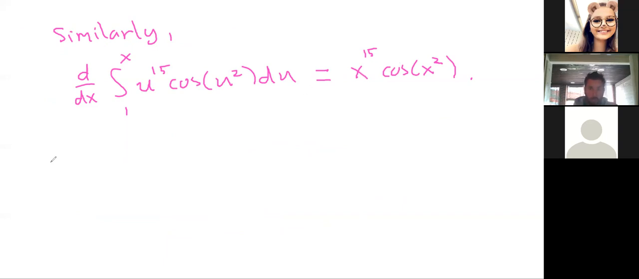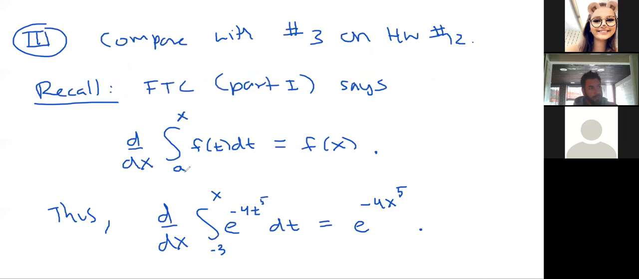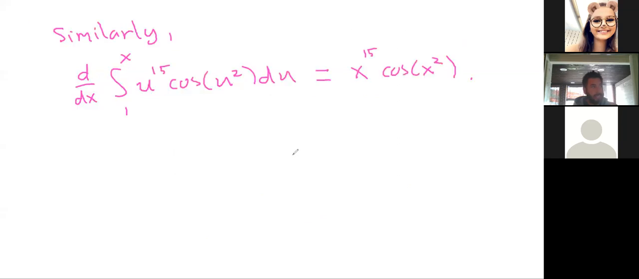But that only works when you have a number downstairs and a variable upstairs. So if you look at something like C, that's not what you have. So you have to modify it first. You have to rewrite.